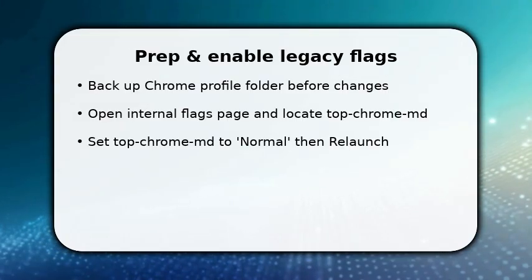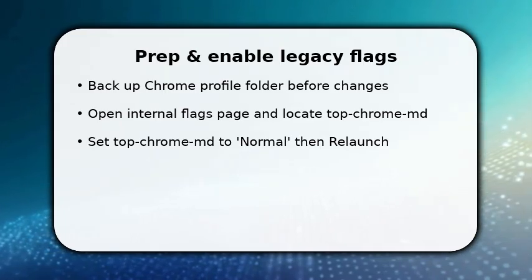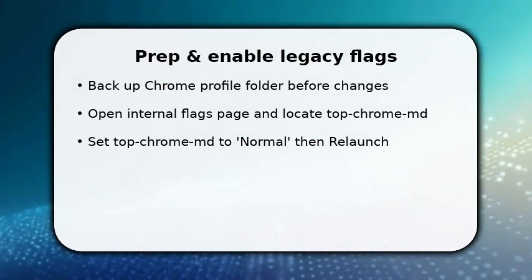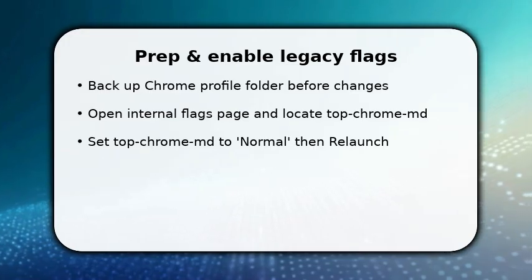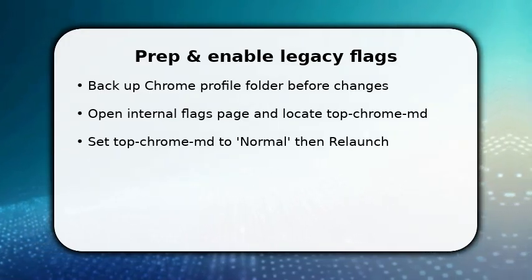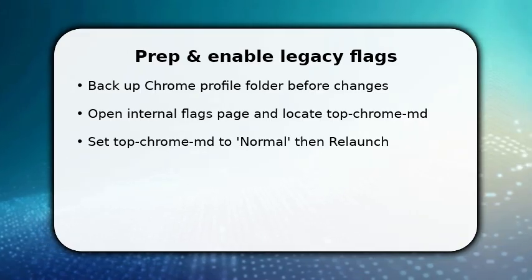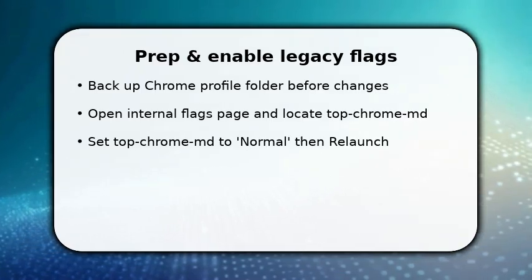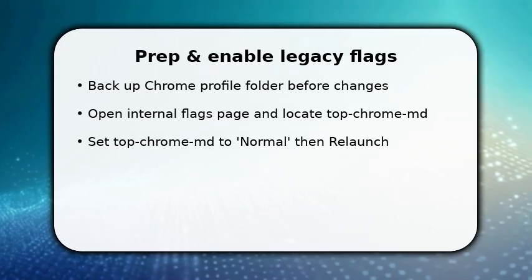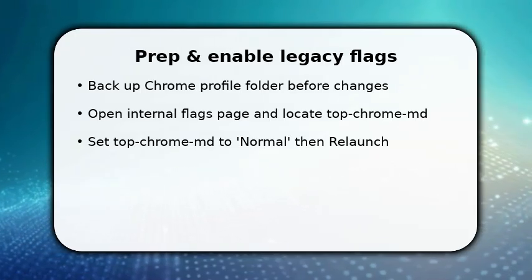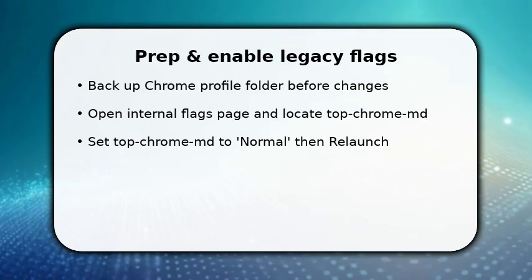You start by backing up your profile so you can revert quickly. This saves bookmarks and settings. Next, open Chrome's internal flags and search for the top Chrome MD option. Set it from the newer layout to normal to restore the classic tab and toolbar spacing. Once done, make sure to relaunch Chrome using the prompt so those experimental settings take effect.